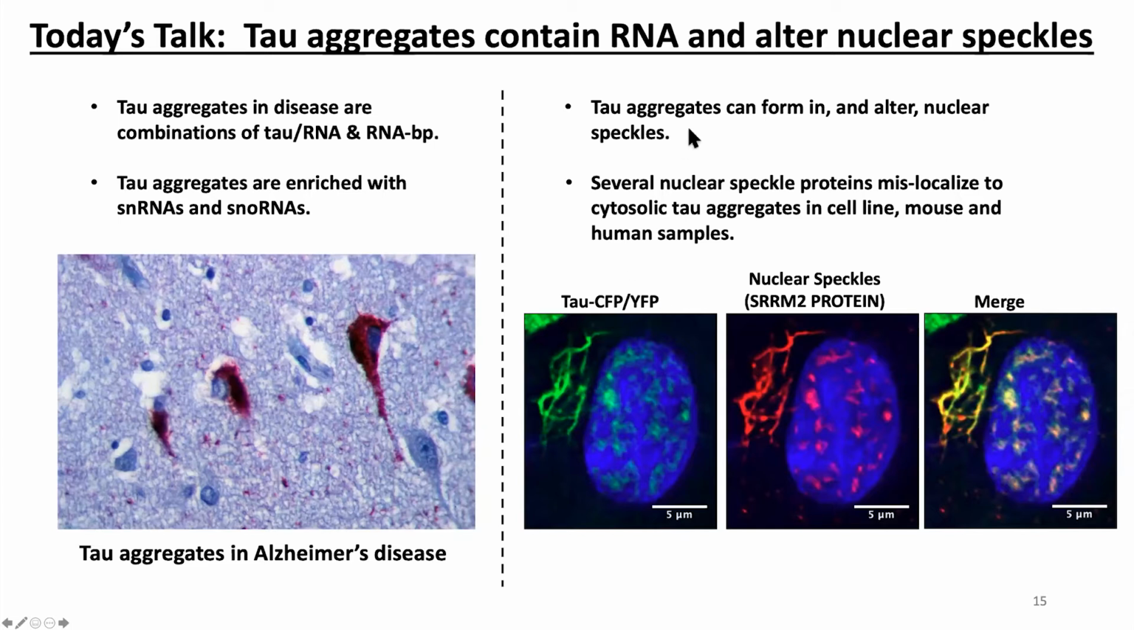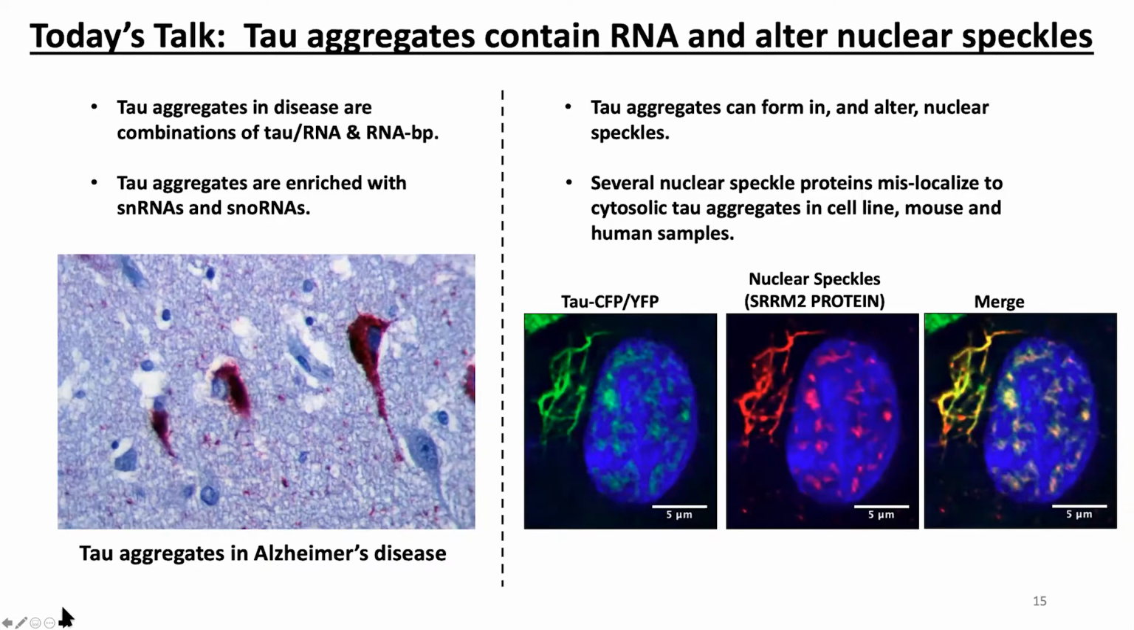And then the other thing I want to talk about is tau aggregates actually form in a special place in cells, in a place called nuclear speckles. And these are interesting because they're actually involved in splicing. And I'll talk about how we think tau alters the splicing process.